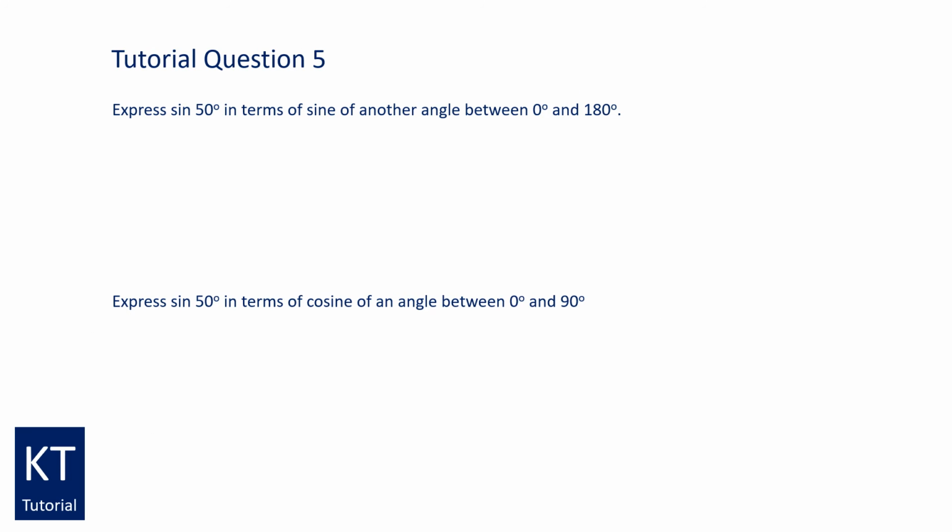Tutorial question 5. Express sine 50 degrees in terms of sine of another angle between 0 degrees and 180 degrees. Sine 50 degrees is equal to sine 180 degrees minus 50 degrees, which comes to sine 130 degrees. Next, express sine 50 degrees in terms of cosine of an angle between 0 degrees and 90 degrees. Sine 50 degrees is equal to cos 90 degrees minus 50 degrees, which comes to cos 40 degrees.